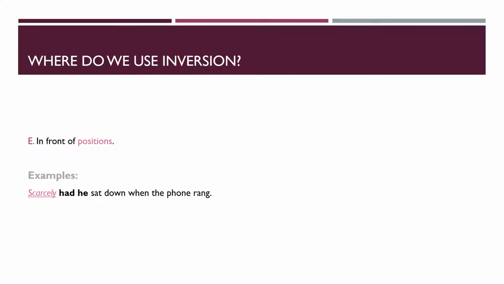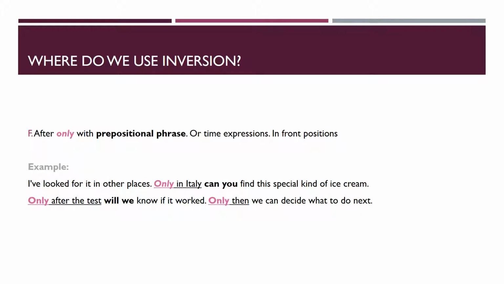We can also use inversion in front positions. For example, scarcely had he sat down when the phone rang. It can also be used after only with prepositional phrases or time expressions in front positions. For example, I've looked for it in other places. Only in Italy can you find this special kind of ice cream. Or, only after the test will we know if it worked. Only then can we decide what to do next.